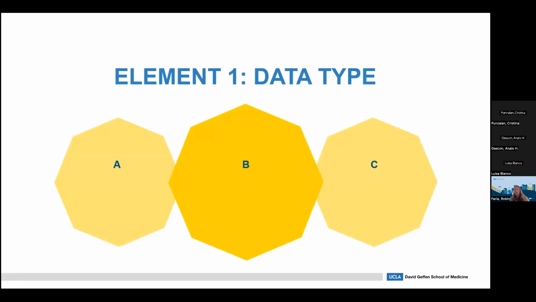So back to the elements. Element 1 is just called data type, and there are 3 subsections within it. The first one is what they call types and amount of specific data expected to be generated in the project.